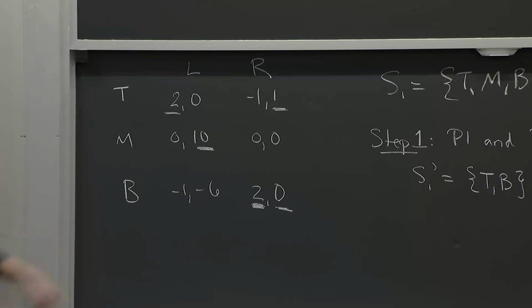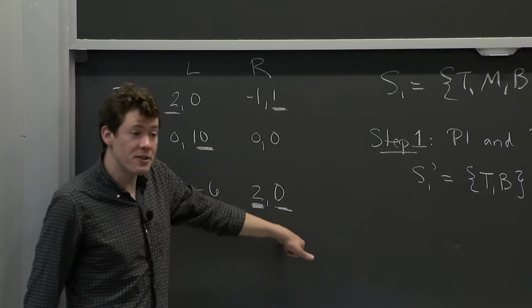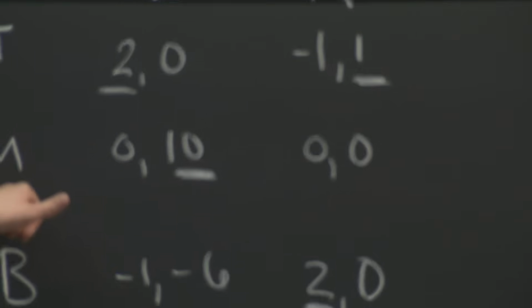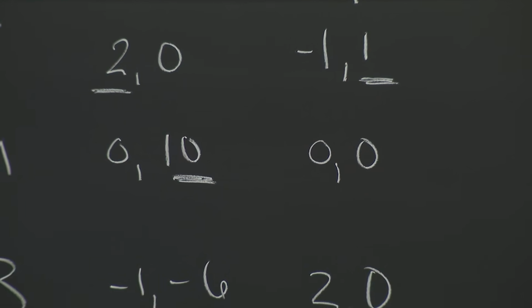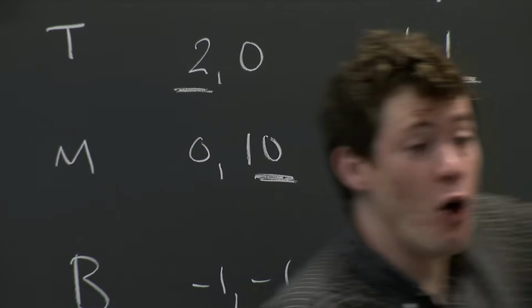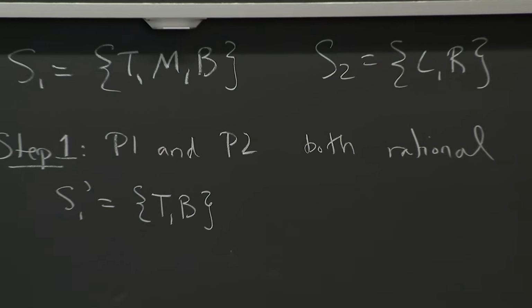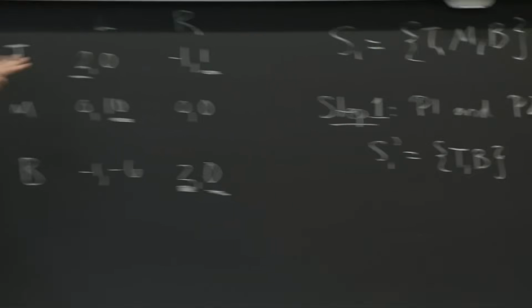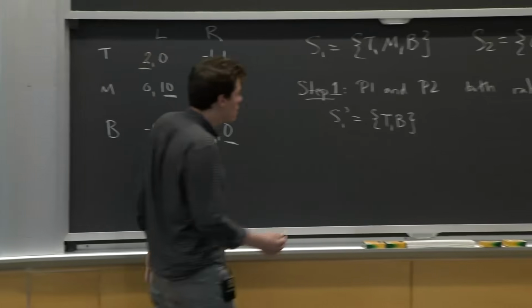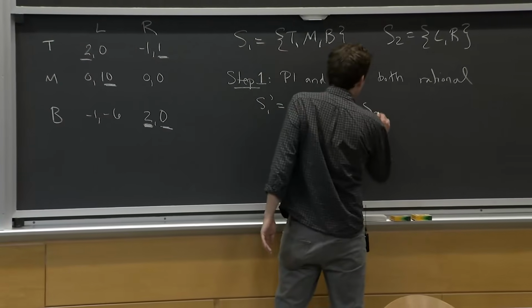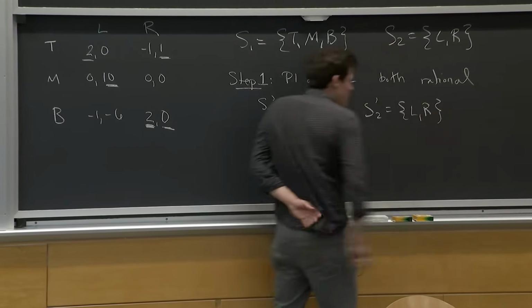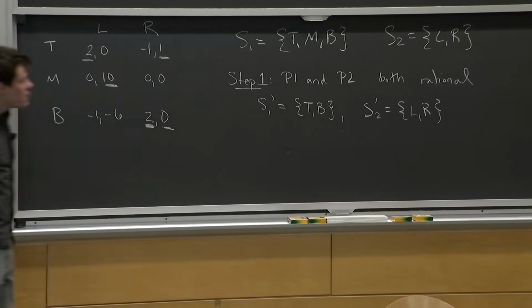And we can immediately see that R is a best response to some strategy, and L is a best response to another strategy. So in this case, we're already done, because we already see that both of these strategies are reasonable. Each of them is a best response, in fact, in this case, not only to some belief, but to a belief that puts all the probability on a single strategy. So here, we'll say S2 prime equals L and R.